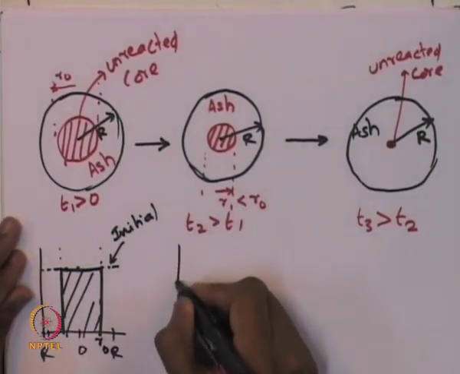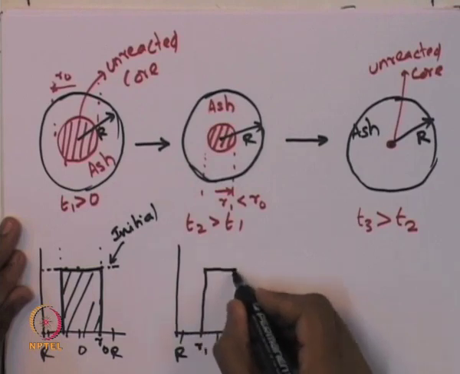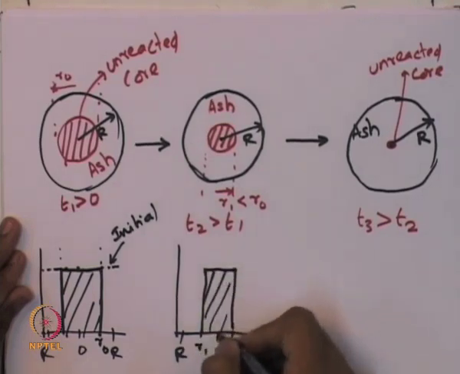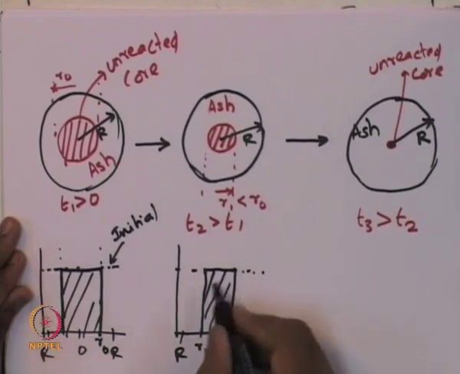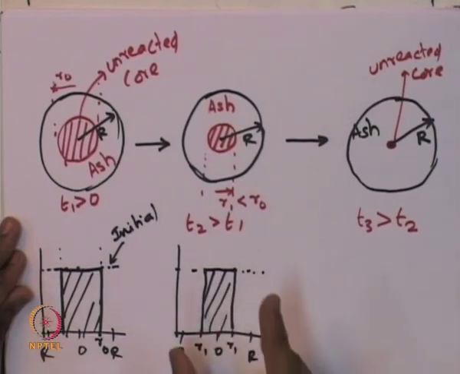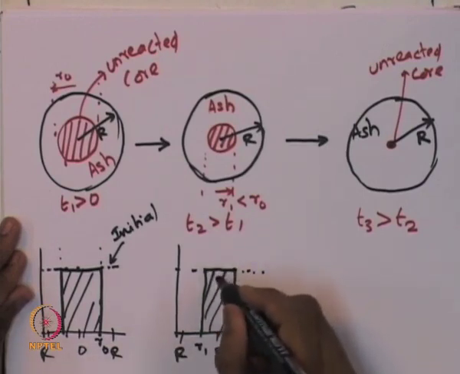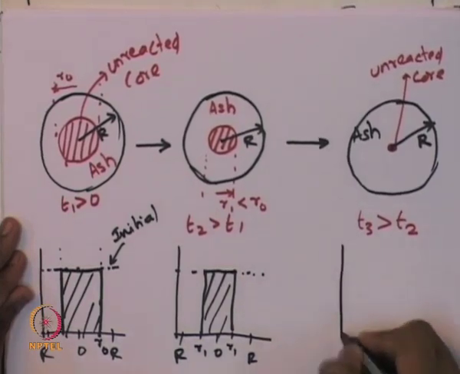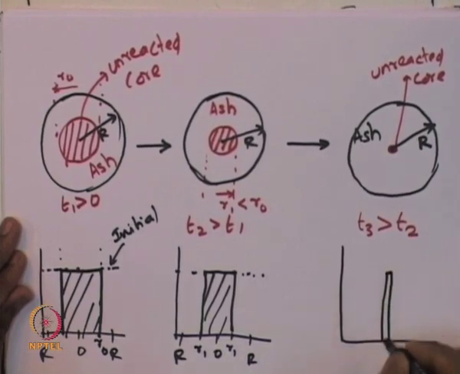And then at the next time step, the region where the unreacted solids are present is now going to shrink. However, the concentration in that location will continue to remain that of the initial concentration. And then if I once again plot at a much later time, this region will start shrinking. So, this is at 0.